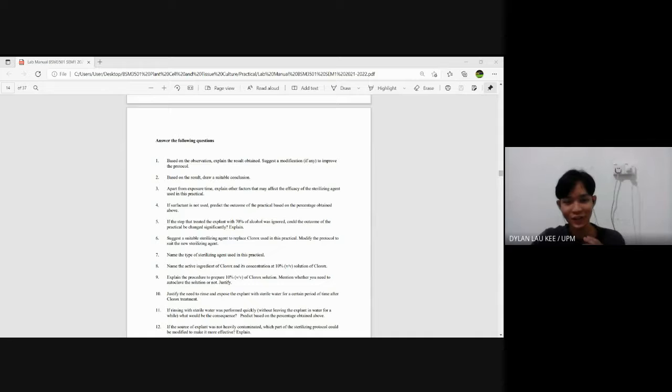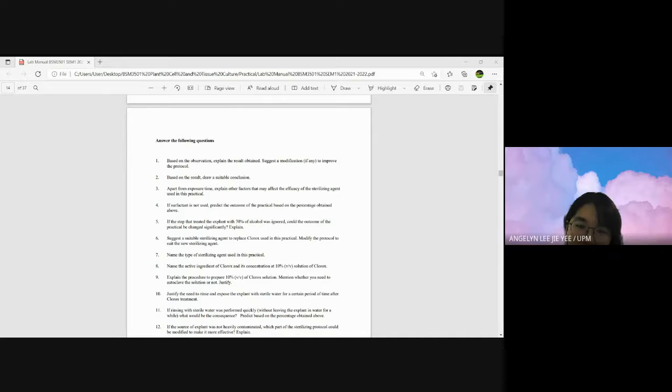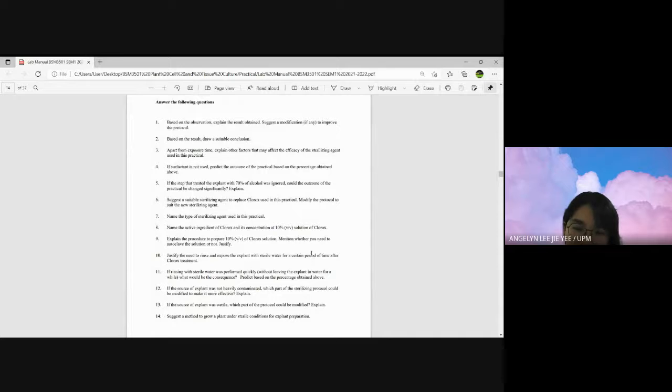Okay. Moving on to question number 8. Name the active ingredient of Clorox and its concentration at 10% solution of Clorox. Anyone? Okay, I'll go for this. The active ingredient of the Clorox is sodium hypochlorite at different concentrations, which is 0.53% at 10% Clorox solution. Okay.